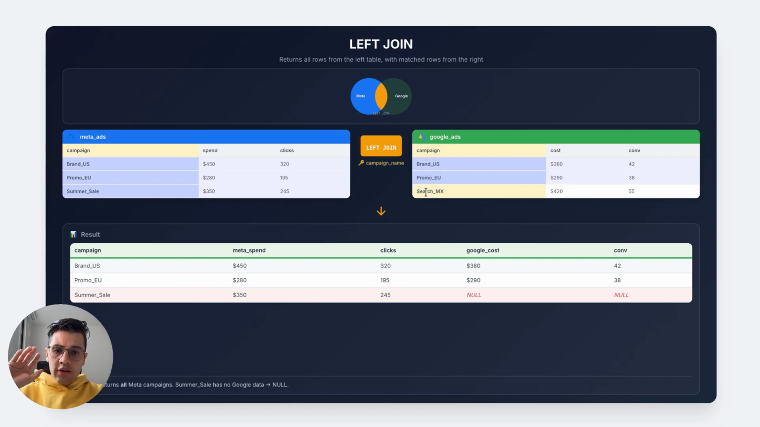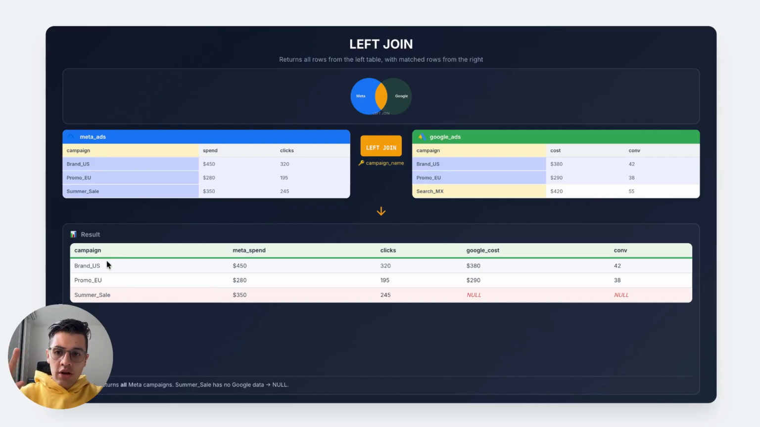So now let's understand the logic of this left join. Essentially, what we're gonna do is take all the information from the Meta Ads table because it's the left table, and we're gonna add the information from the Google Ads table to the rows that match based on the primary key that we set, that was the campaign. So the resulting table will be this one. We have Brand US, Promo Europe, and Summer Sale, because those are the three campaigns we have inside the Meta Ads table. But now let's take a look at the columns.